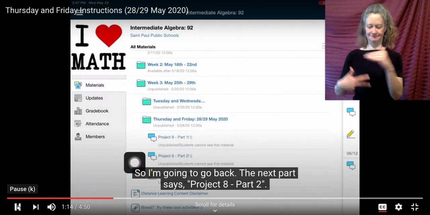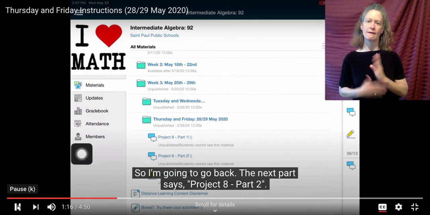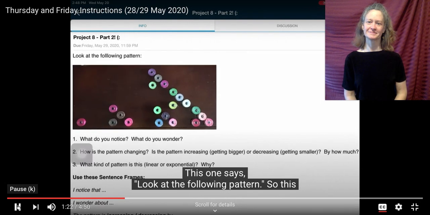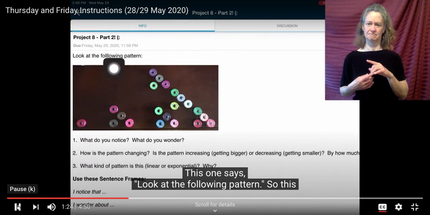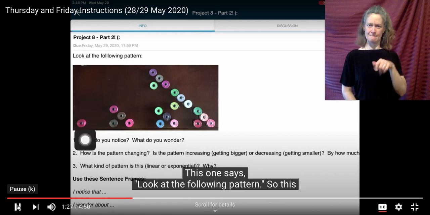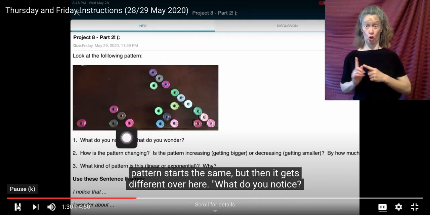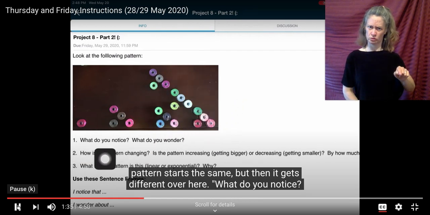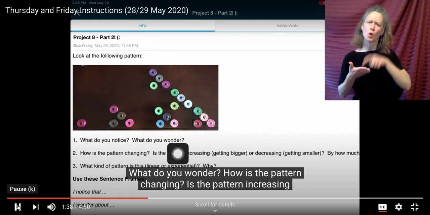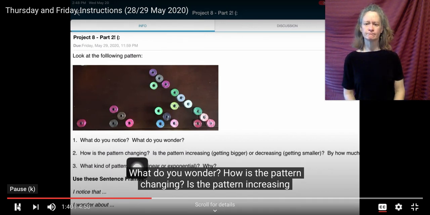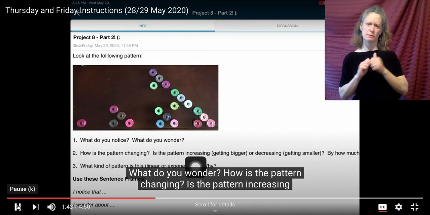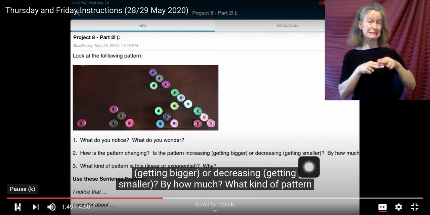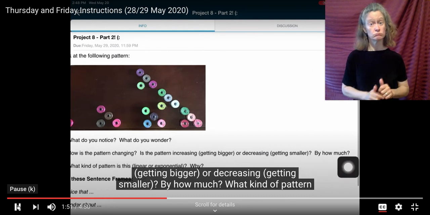The next part says Project 8, Part 2. This one says, look at the following pattern. So this pattern starts the same, but then it gets different over here. What do you notice? What do you wonder? How is the pattern changing? Is the pattern increasing, getting bigger, or decreasing, getting smaller? By how much?